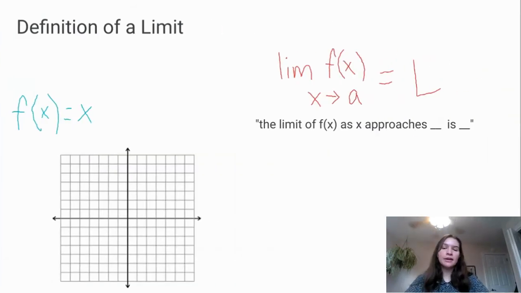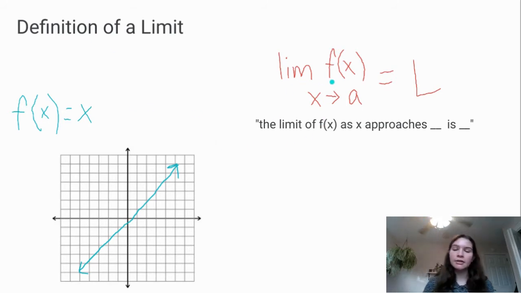So let's start off with the definition of a limit. You would write it this way, and you say it as the limit of f of x as x approaches a is the limit. So let's begin with an example. Let's start off easy. What about when f of x equals x? We know that the graph looks something like this. There are no holes in it.